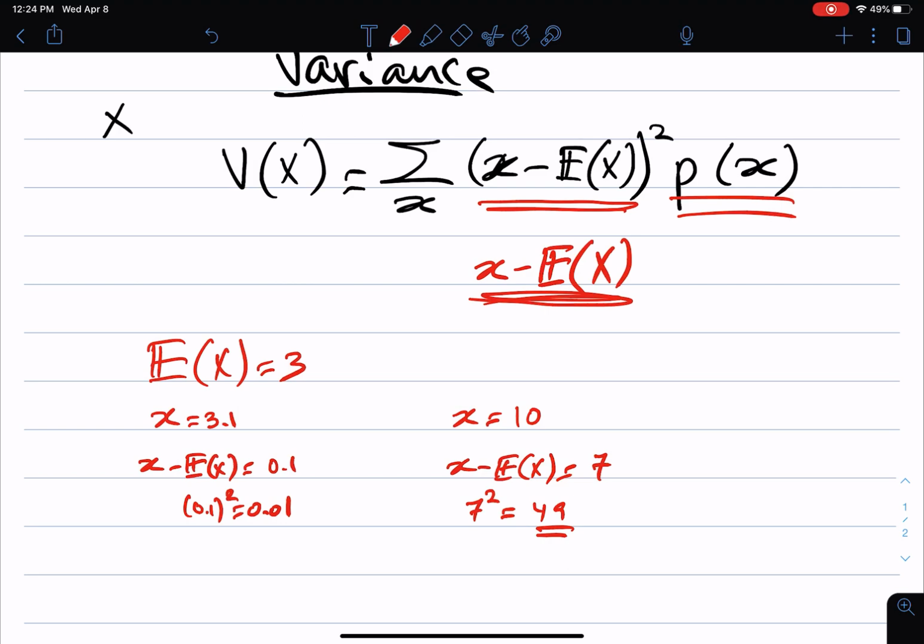Okay, so squaring x minus E of x achieves two goals. One of them is that it makes all these differences positive. The second thing, which we could have achieved, for example, with the absolute value, but what square achieves over absolute value is that it amplifies, it makes larger distances have much bigger effect on this. Okay, so this is the formula for the variance of variable x.